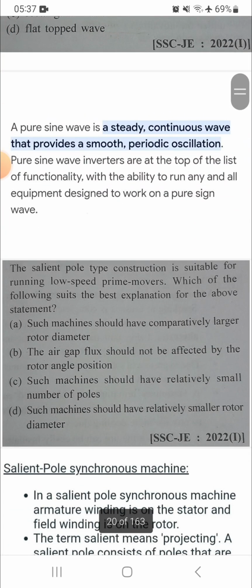Next one, the salient pole type construction is suitable for running low speed prime movers. Which of the following suits the best explanation for the above statement?